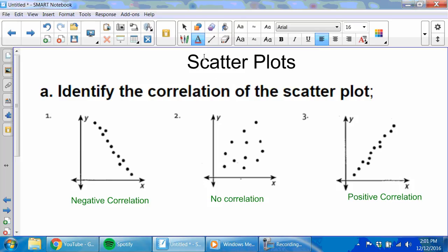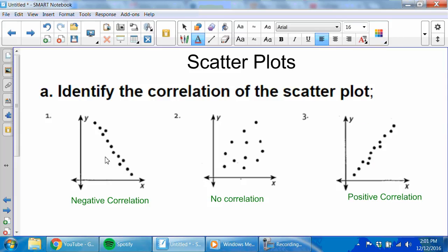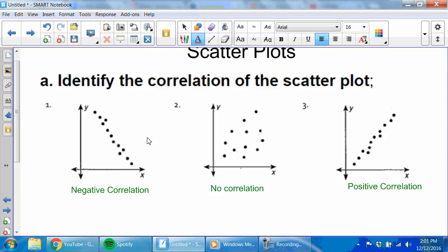Now, within these correlations, we ask the strength of the correlation. I'm going to write the strength in blue here. The strength of the correlation depends on how tightly packed together the dots are. So these are almost in a straight line. This would be considered a strong correlation. So this would be a negative strong correlation. Okay. I also think that this one, number 3, would be a positive strong correlation.